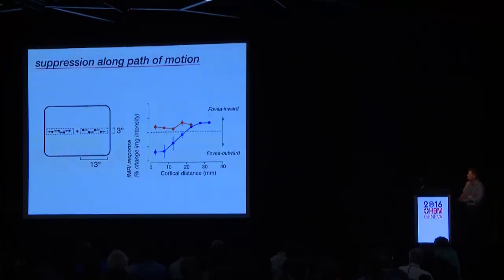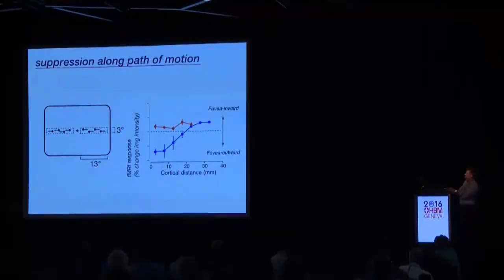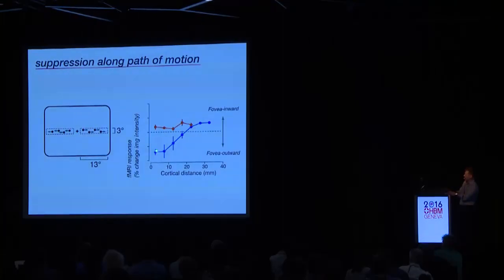I don't have the labels here, so you'll have to take my word for it. And what you can see for fovea outward motion, there's a strong response. Fovea outward is down, fovea inward is up. So away from the fovea, the strongest response is near the fovea. And out here, the strongest response is inward, okay? And at intermediate locations, there's an intermediate response. So that's consistent with a gradual suppression of motion along the path of the moving dots.